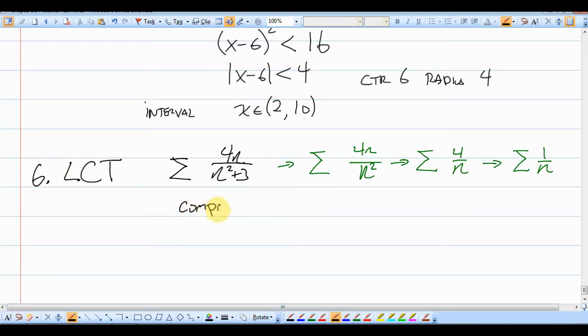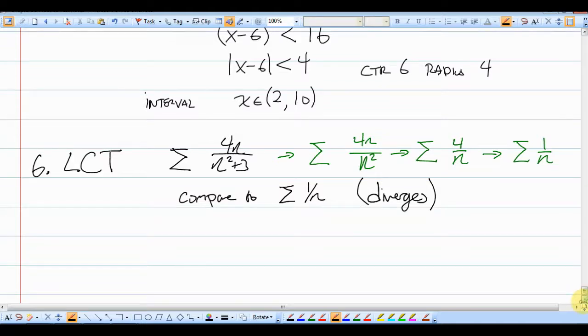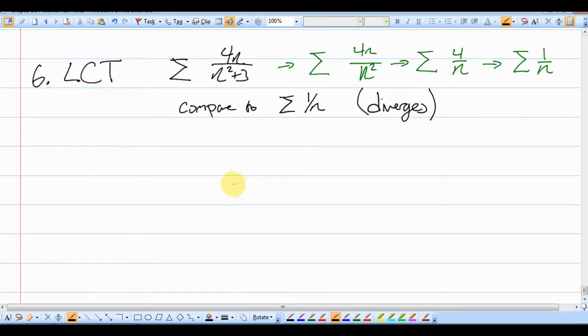Compare to the series 1 over n. Does the series 1 over n converge or diverge? Diverges. And that's the advantage of a p-series, is that you will know the answer to that pretty quickly.